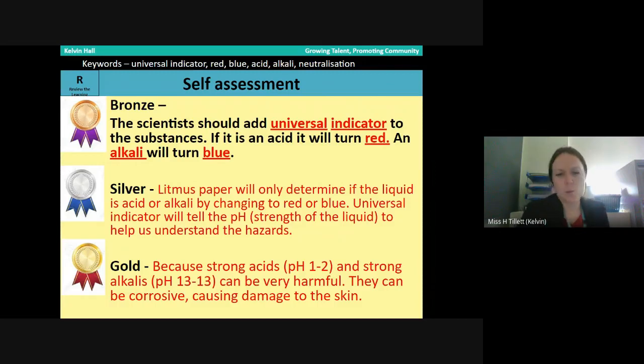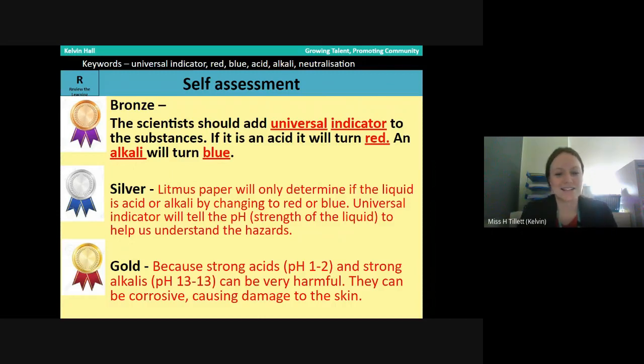The silver then, why aren't we using litmus paper? We aren't using litmus paper because litmus paper will only tell us if the liquid is an acid or an alkali. And we know that one of those was a strong one and one was a weak one. We want to know the difference. So universal indicator will also tell us the pH. Okay, and that will help us understand the hazards, how dangerous those substances are that the technicians are using.